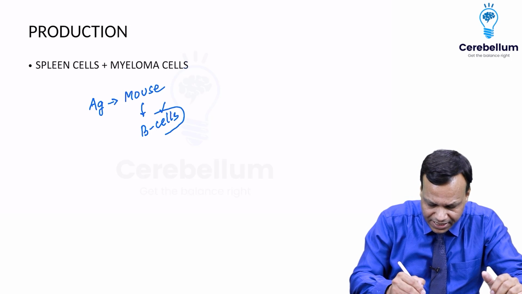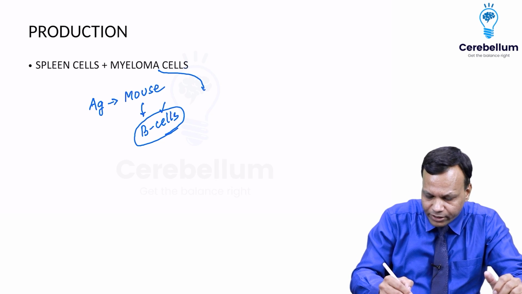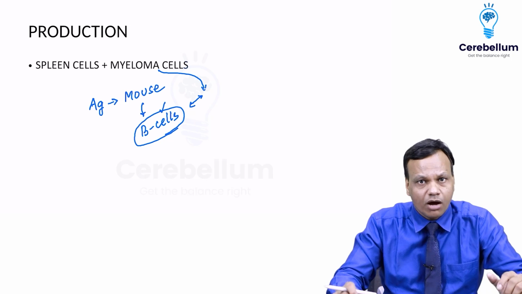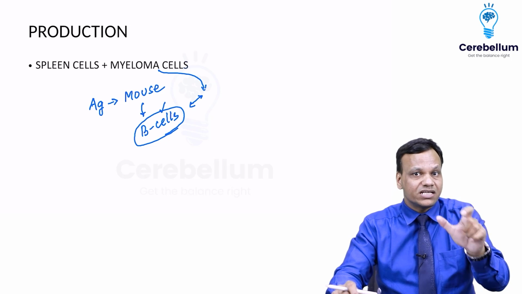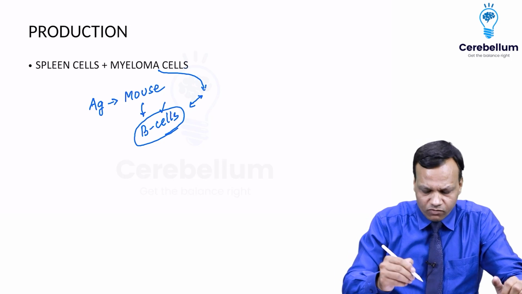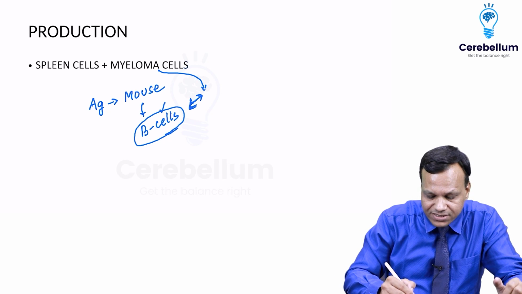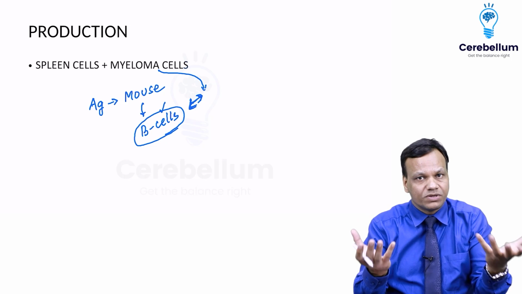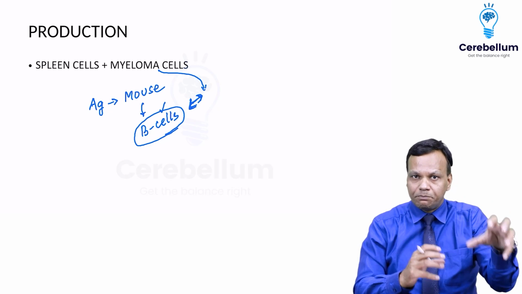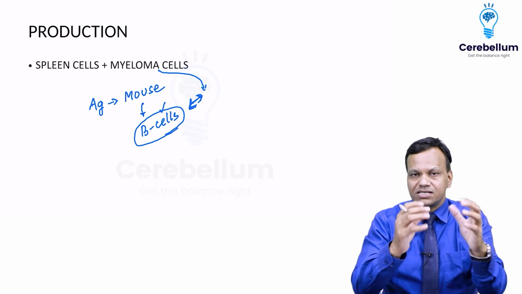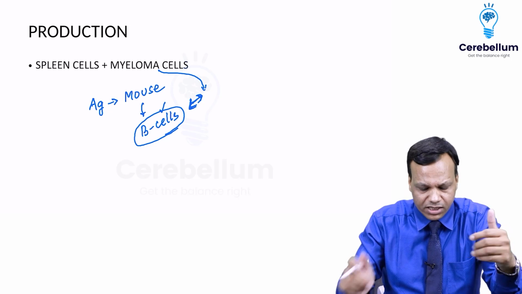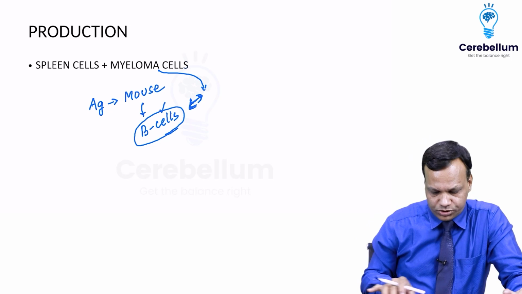Now these B cells, we will fuse them with the myeloma cells. Remember, B cells are mortal. They will divide for 1-2 generations, and after that they will stop. But we want the B cells to keep on replicating so they can produce a large amount of antibody. So we will fuse them with the myeloma cells. Myeloma cells are tumor cells, so they keep on dividing and do not stop. When we fuse the B cells with myeloma cells, this cell can divide repeatedly, so a lot of antibodies can be produced. That is the hybridoma technology we use.